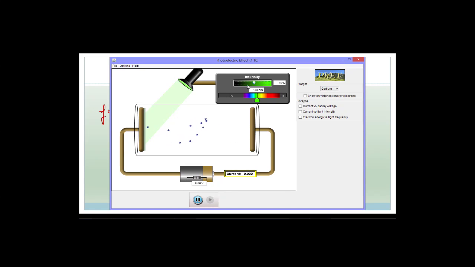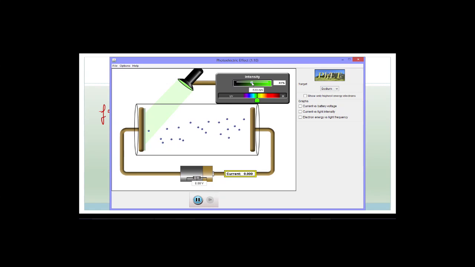Okay, let's see what happens if we change the intensity. If we change the intensity, that's the brightness, and I'm pulling it up. Let's go up to 100. Okay, so the intensity is now 100. Do you see that the electrons aren't necessarily traveling faster? Let me prove it to you, okay? There seem to be more of them, definitely more.